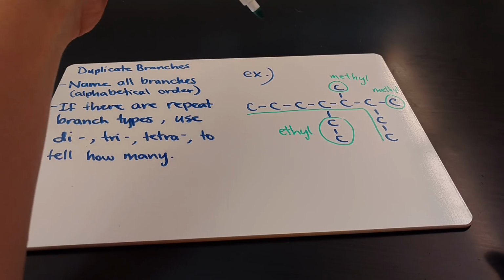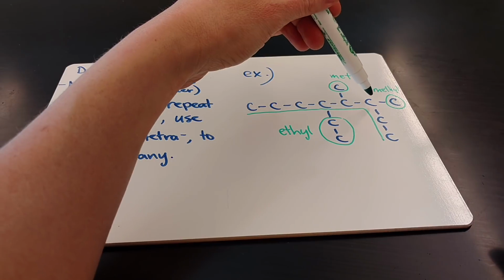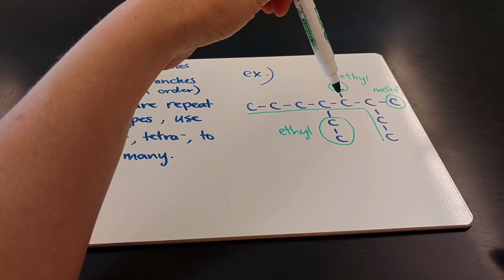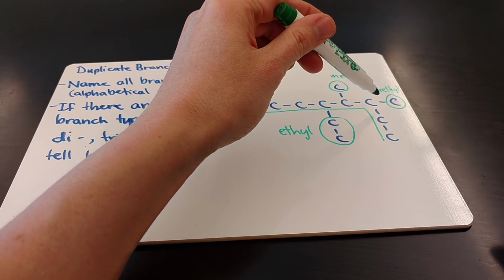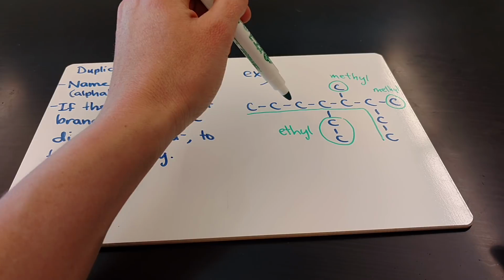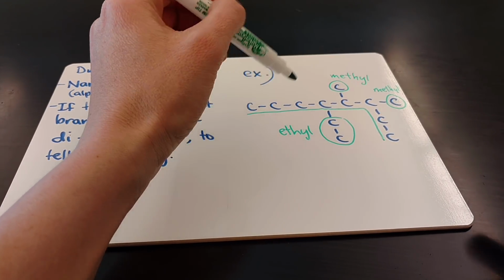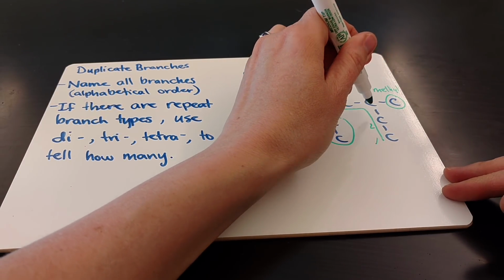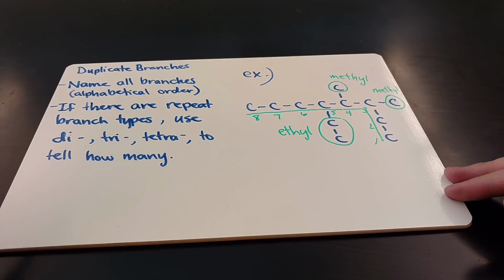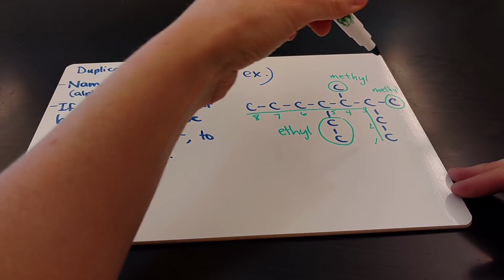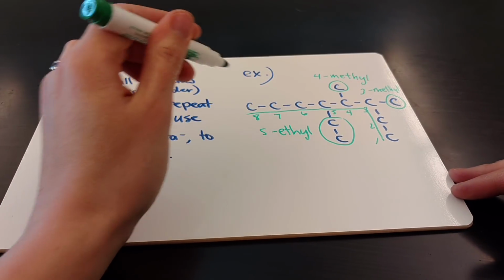So if we take a look at this, if I number from the side and then down, 1, 2, 3, 4, 5, 6, 7, 8, my branches are at 4, 5, and 6. But if I number the opposite direction, 1, 2, 3, 4, 5, 6, 7, 8, 3, 4, and 5 are lower, and that is the correct method for numbering. So now we've got branches. We've got a 3-methyl, and we have a 4-methyl, and we have a 5-ethyl.